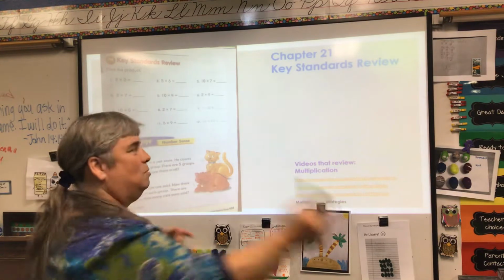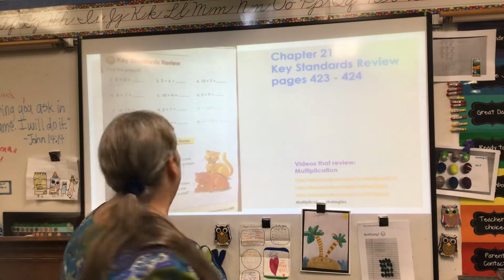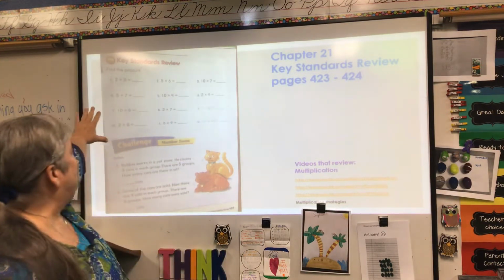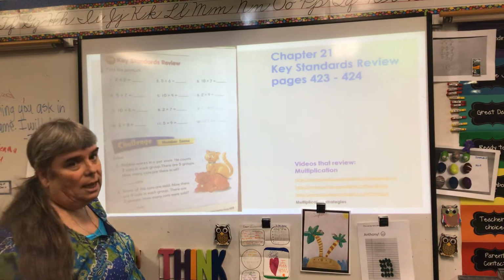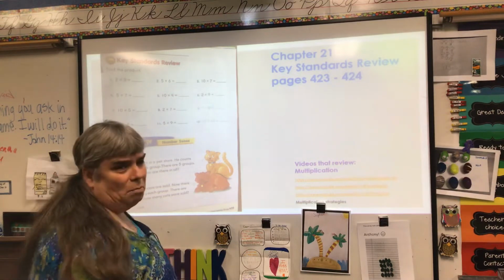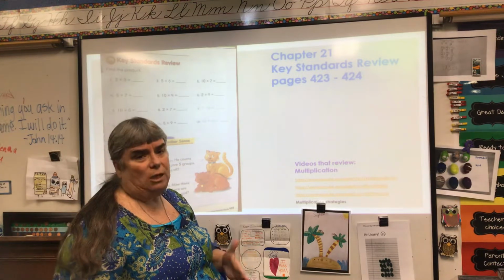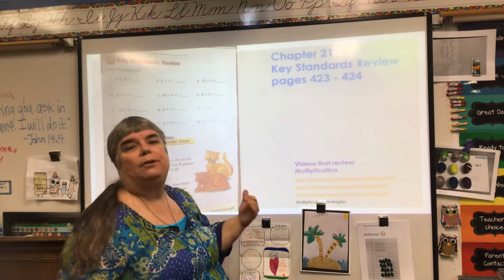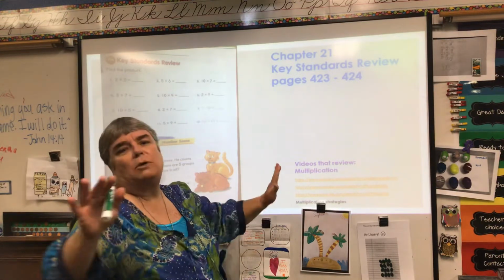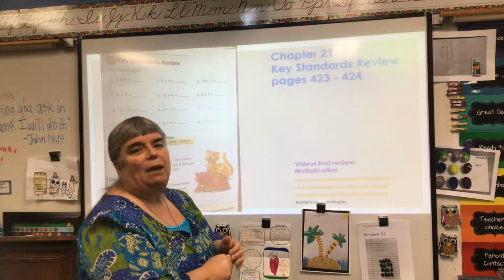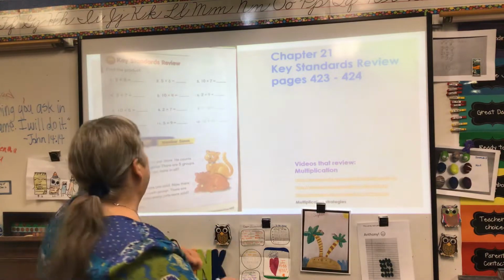key standard review, pages 423 and 424. So basically what we have here is just a review of multiplication. We're finding the product. And one of the things you might want to do is see how quickly you can fill these in, because we know when you start third grade next year, they're going to be doing those time tests starting right off the bat, right in September, I believe. Well, we'll see, but they do start right away and we want you to be ready. We don't want you to be stressed out. So just try your best to get these pretty quickly.